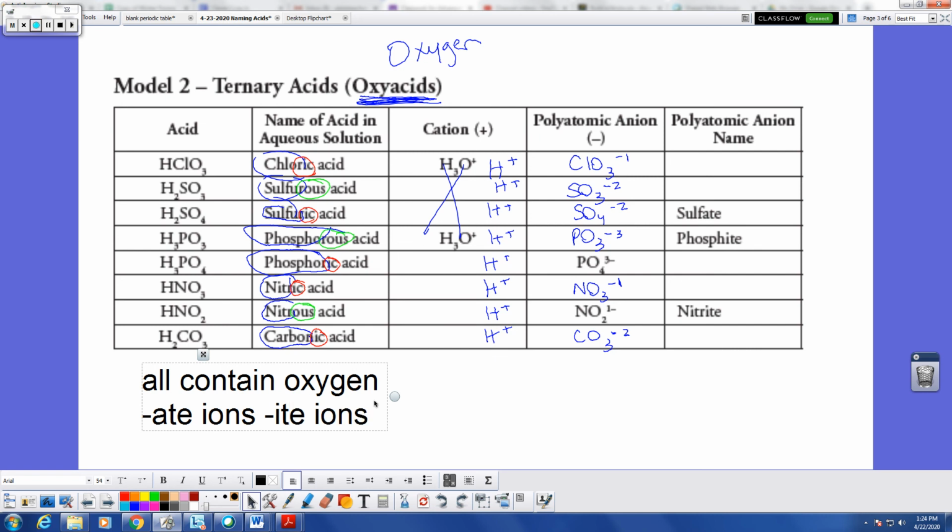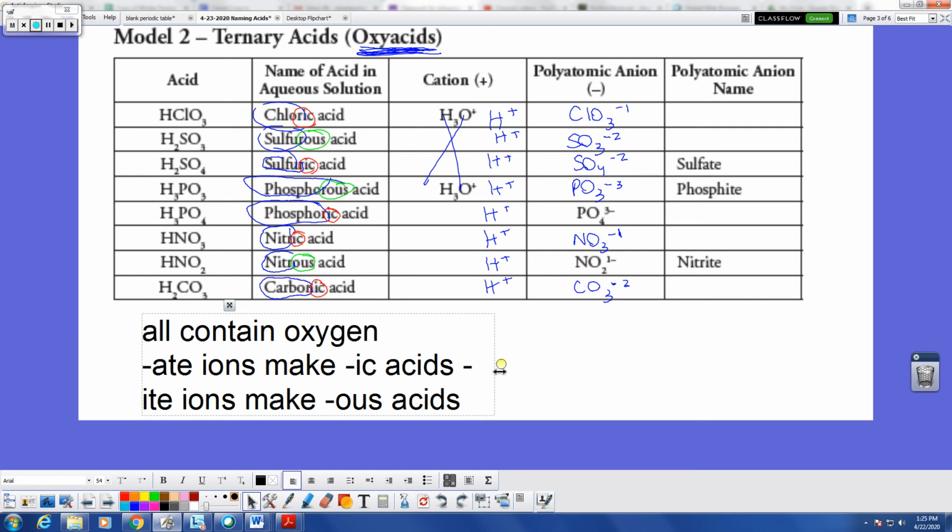So our ate ions are going to make ic acids. Our ite ions are going to make ous acids.